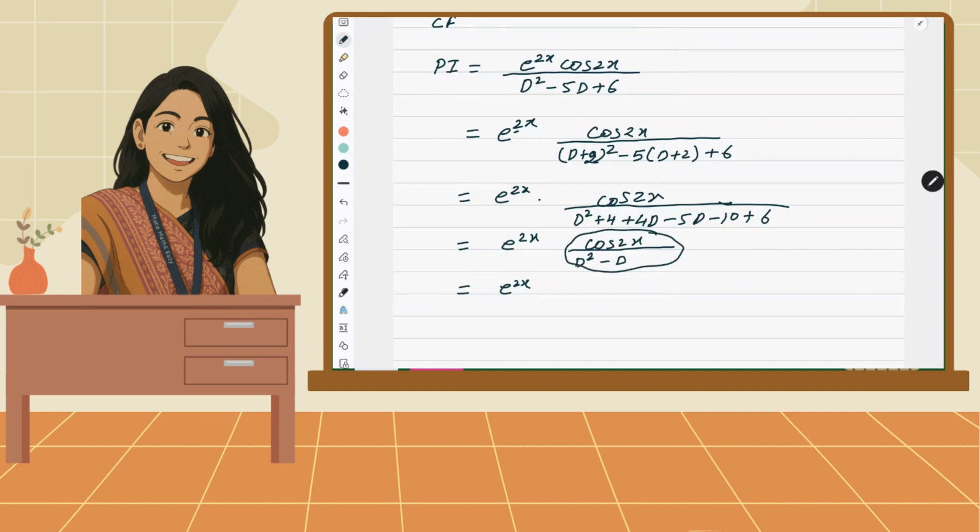Now which category is this? This is case 2, where you have cos ax or sin ax. So what was the concept in this? We were putting D square equal to minus a square. If you don't know this concept, please go through the previous video and learn how to handle cos and sin.